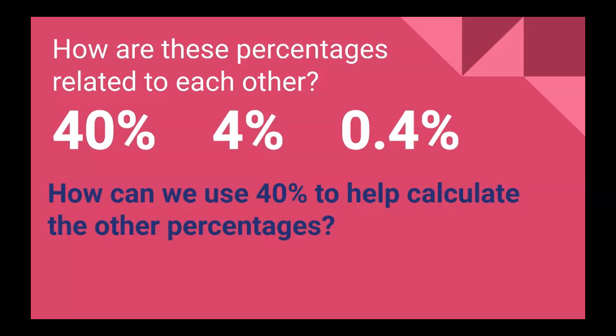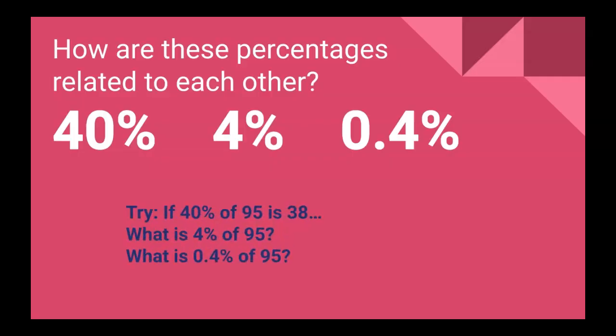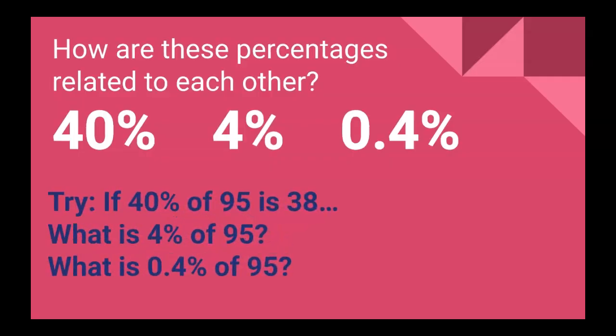I want you to try a couple problems. If you know that 40% of 95 is 38, could you try to find 4% of 95? And could you try to find 0.4% of 95? I hope you answered 3.8 and then 0.38.